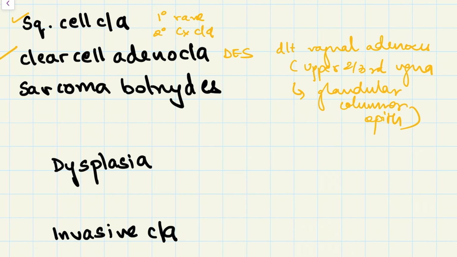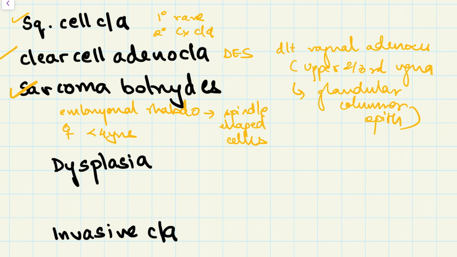Next is sarcoma botryoides. It is a variant of embryonal rhabdomyosarcoma. It is seen in females less than 4 years of age, and it is associated with spindle shaped cells like in rhabdomyosarcoma. It is desmin positive and it presents with grape like clusters.